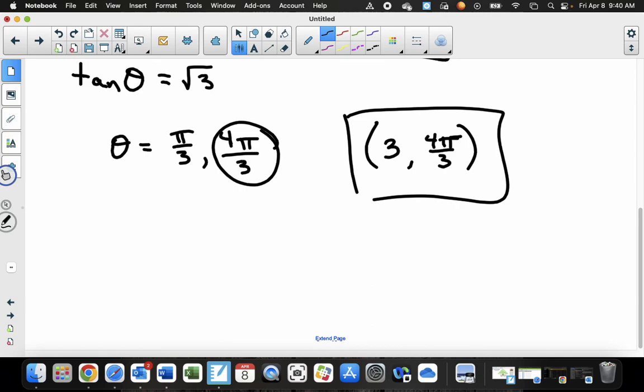Notice, by the way, number 4 on the review. It's the exact same problem, just the coordinates are positive instead. So what's the only difference between the answers? Theta is pi over 3 instead, because it's the first quadrant angle instead of the third quadrant angle. That's the only difference.